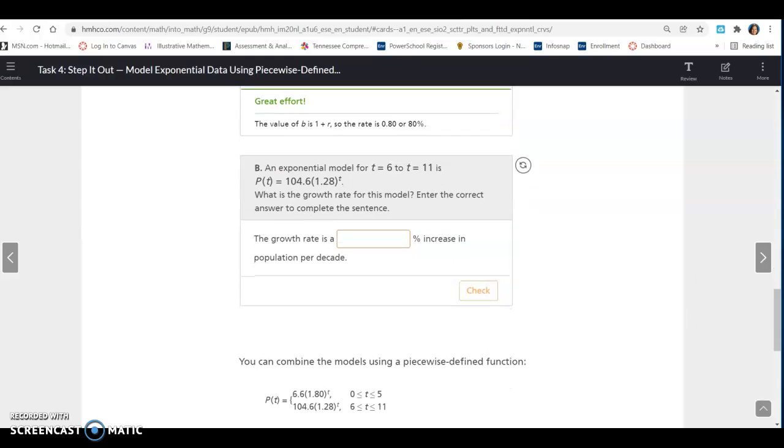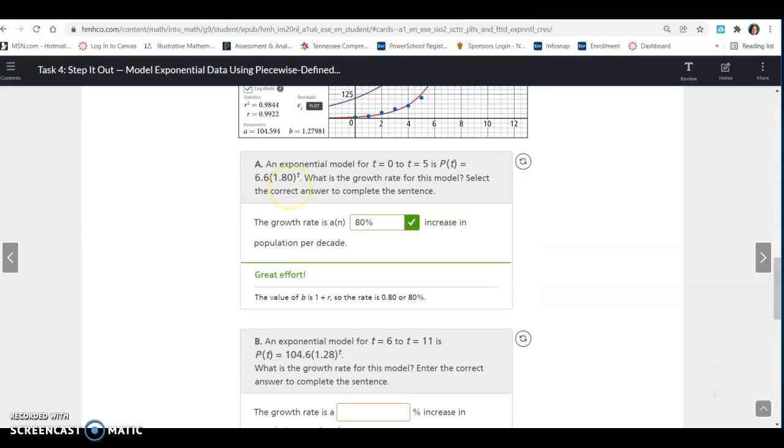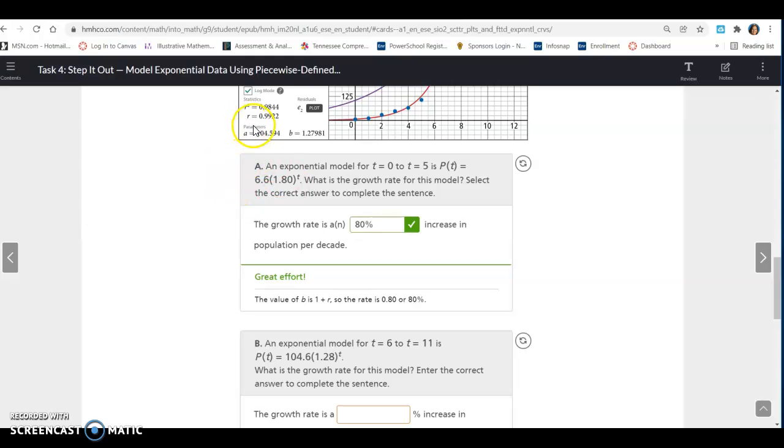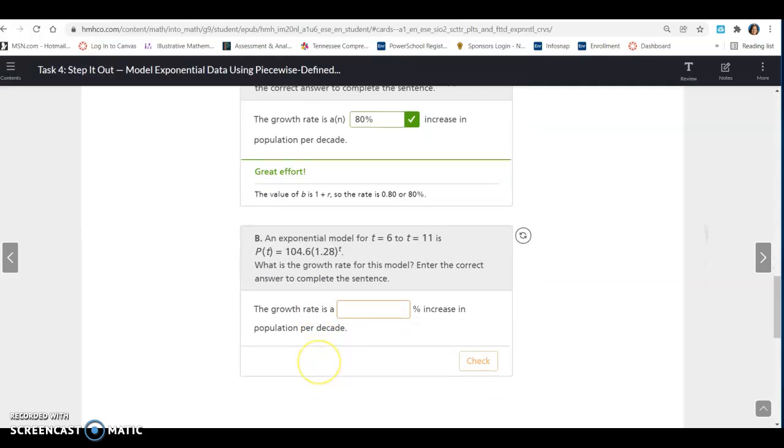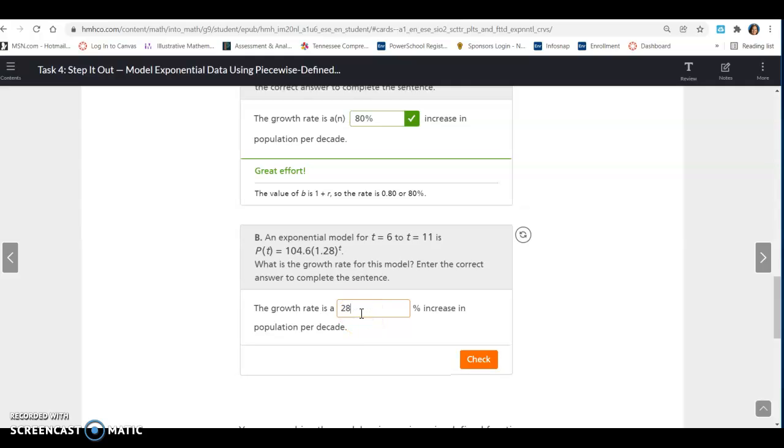An exponential model from 6 to 11, again, comes from the equation written in the calculator. You can see the A is 1.04, and the growth rate, B, is 1.28 rounded. And it says, what is the growth rate for this model? Again, it's going to be 1 plus or minus R. We can tell it's growth because it's greater than 1. And 1 plus R, my R is 0.28. Change 0.28 to a percent, and that is 28%.